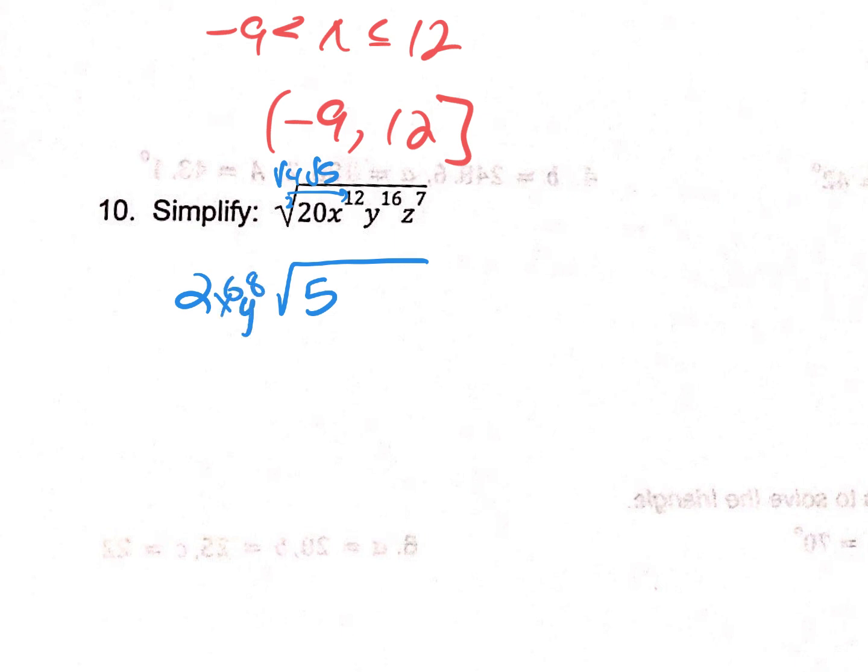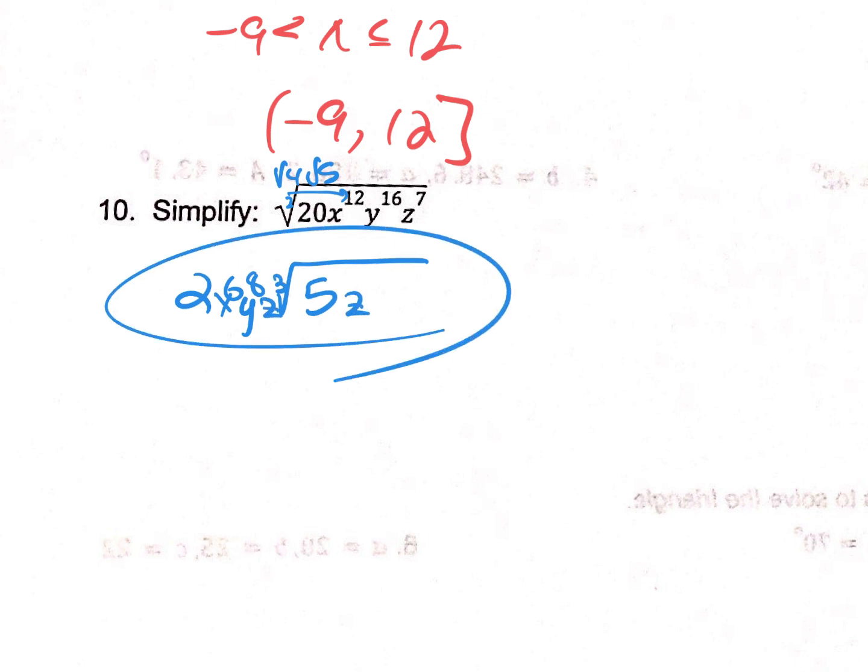And here's where it gets weird. It goes into 7 3 times, but there's 1 left over, so you got to leave 1 z left over in there. So on the outside, I've got 2x to the 6, y to the 8, z cubed. And inside, I've got 5z.